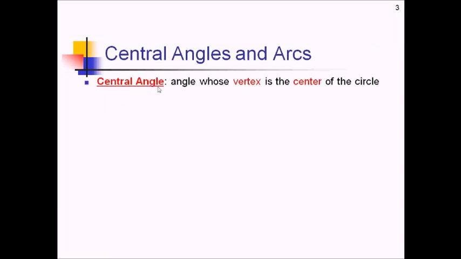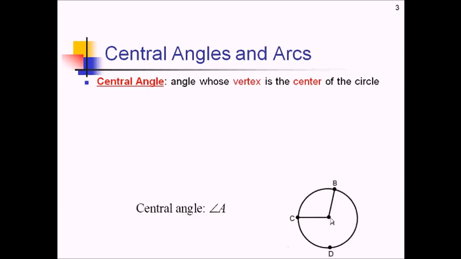A central angle is an angle whose vertex is the center of the circle. So, for example, angle A here is a central angle. Now, this angle creates what are called arcs. An arc is a piece of the circle, and we measure these in degrees, just like angles. So, for example, here, angle A is creating arc BC.